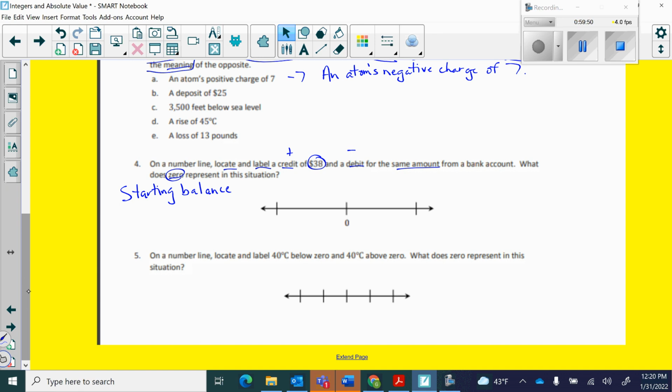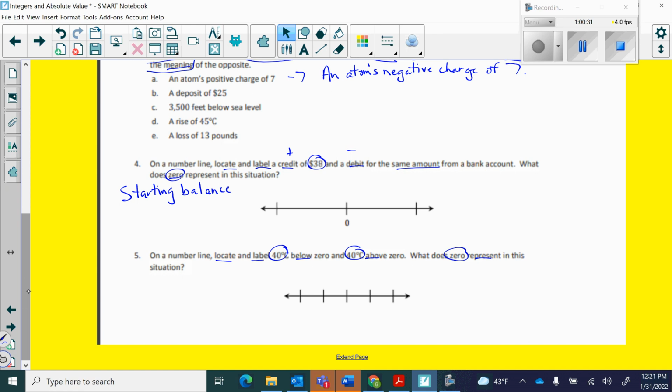On a number line, locate and label 40 degrees below 0 and 40 degrees above 0. What does 0 represent in the situation? So the big one on this one, look at how many intervals you have. So you have to determine an appropriate interval to get both 40 and negative 40 on your line. But one of the keys on this one, what does 0 represent? What is 0 degrees Celsius? Scientifically, what does that represent? It is cold. Freezing temperatures of a specific substance. Water. So 0 in this case is the freezing point of water.